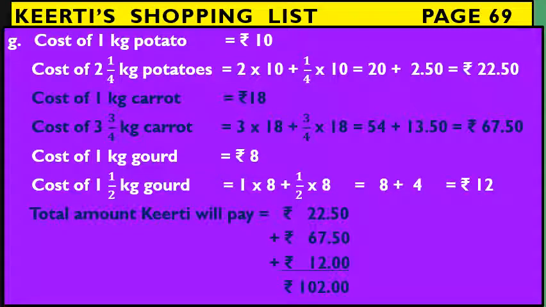So total amount Kirti will pay is rupees 22.50 for 2 1/4 kg potatoes, rupees 67 and 50 paise for 3 3/4 kg carrots, and rupees 12 for 1.5 kg of gourd. This all adds up to rupees 102. So total amount Kirti will pay is 102.